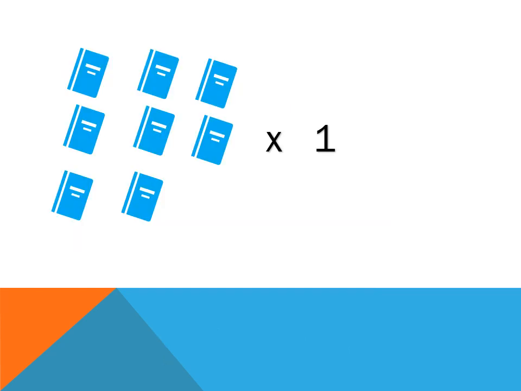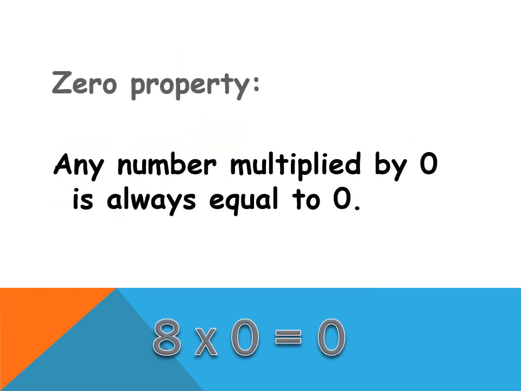If you have 8 books multiplied by 1, the product is 8. Another property is the zero property of multiplication. Any number multiplied by 0 is always equal to 0. For example, 8 times 0 is 0.